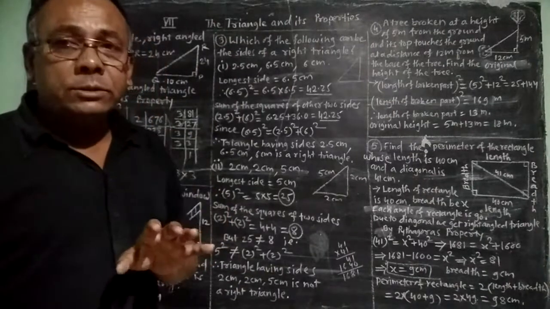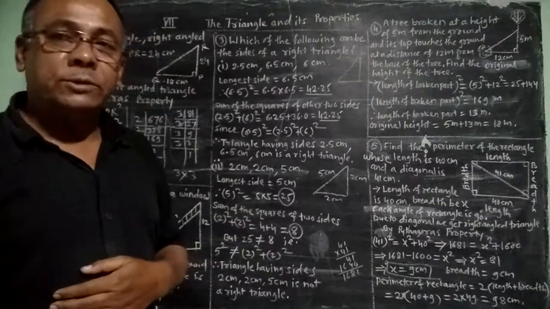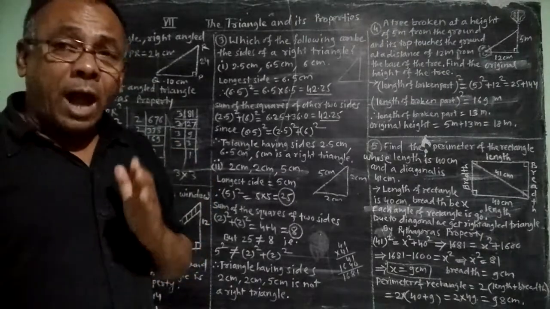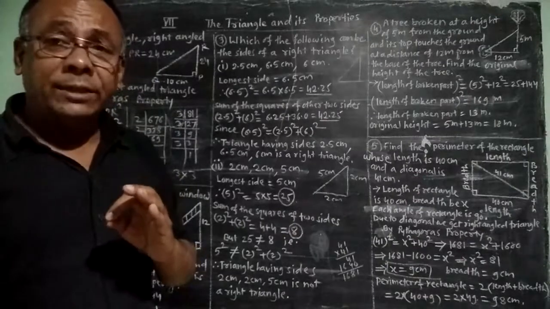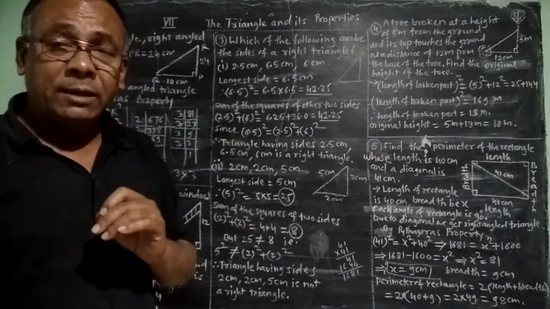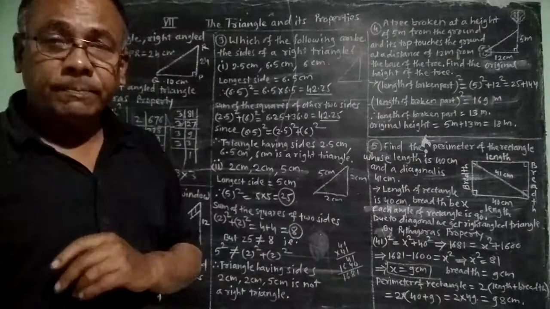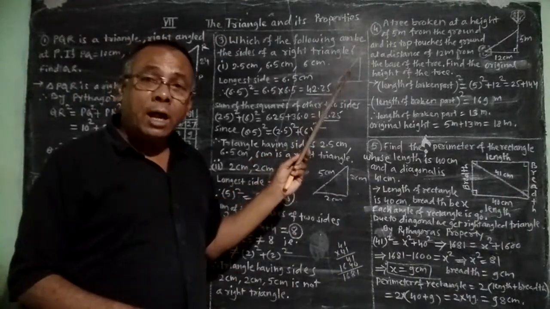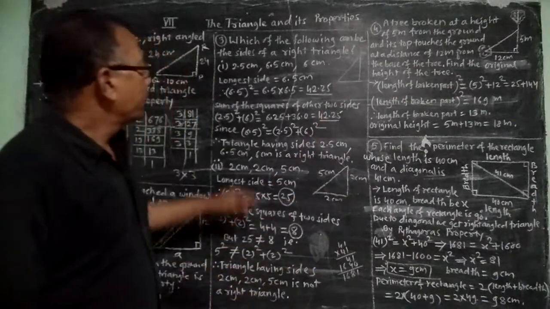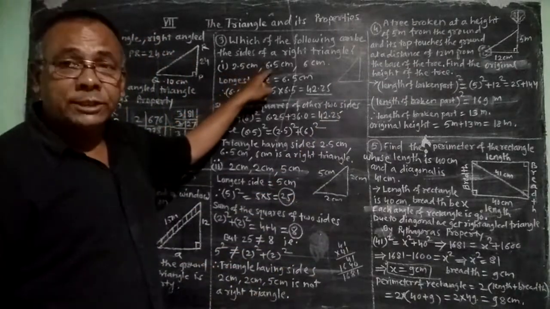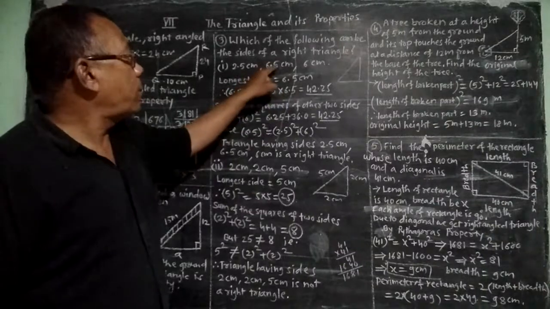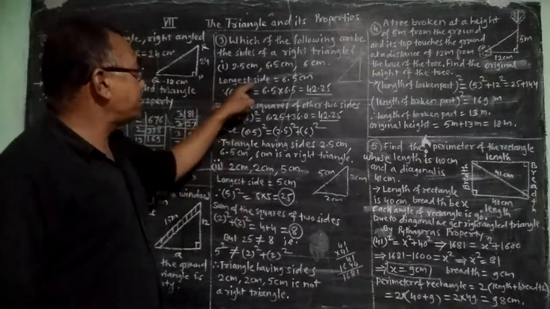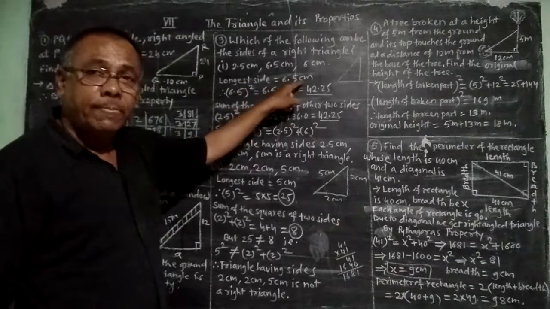To solve such examples, we must understand that the largest length of a right angle triangle is the hypotenuse. Means the largest side of a right angle triangle is the hypotenuse. So here we have to find which is the largest side, and it is seen that 6.5 centimeter is the largest side.